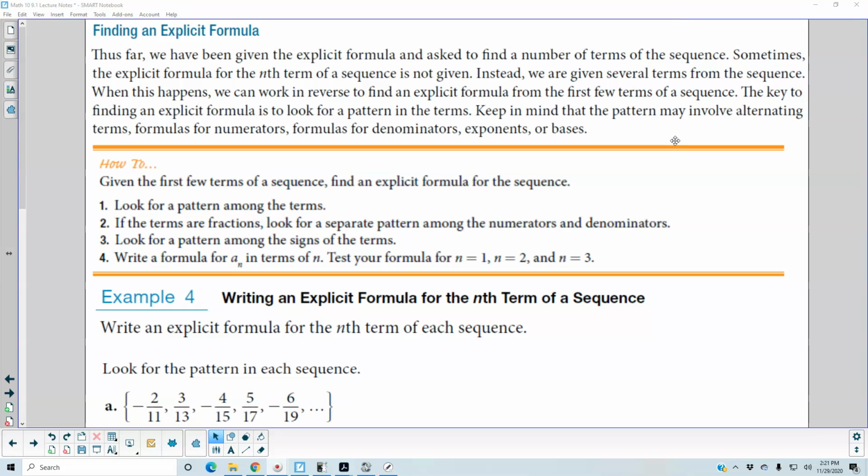The key to finding an explicit formula is to look for a pattern in the terms. Keep in mind that the pattern may involve alternating terms, formulas for numerators, formulas for denominators, exponents, or bases.